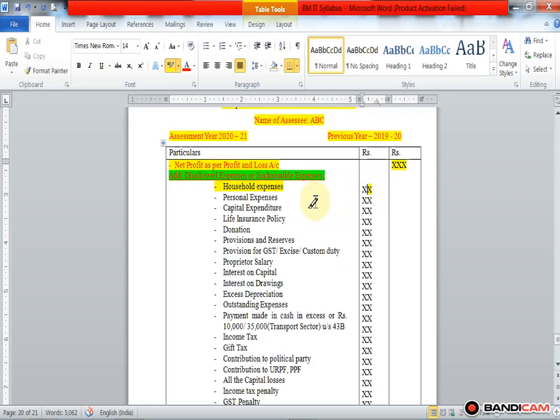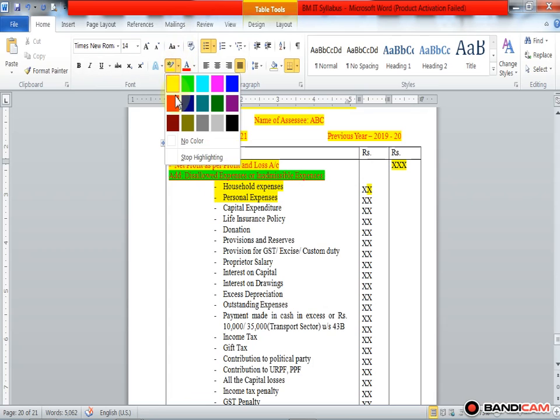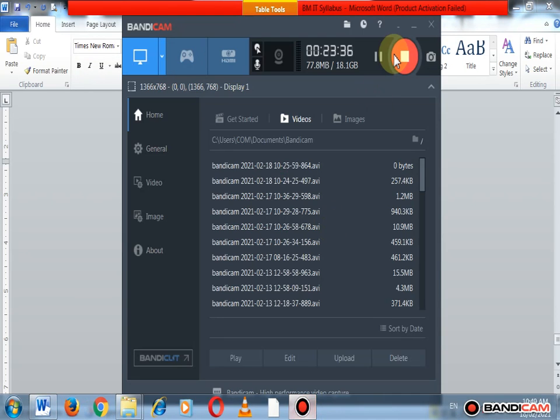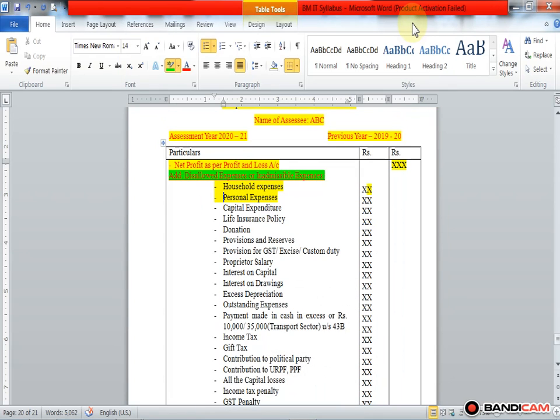Household expenses are not related to business, they are related to the respective assessee. Then personal expenses are also related to the assessee, not to business, so these expenses are added to net profit. The expenses which are not related to business are disallowed expenses. Only business expenses are allowable and should be taken into consideration while computing the taxable income of a business. Capital expenditure is disallowed expenditure.